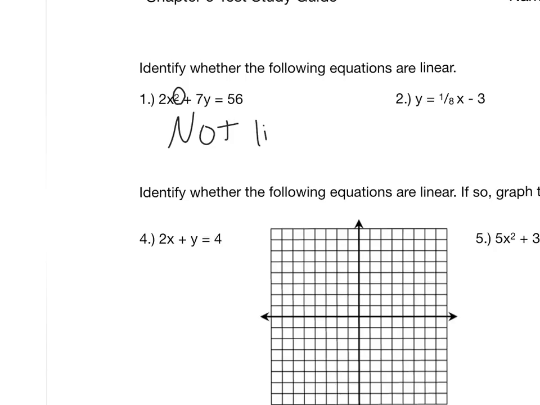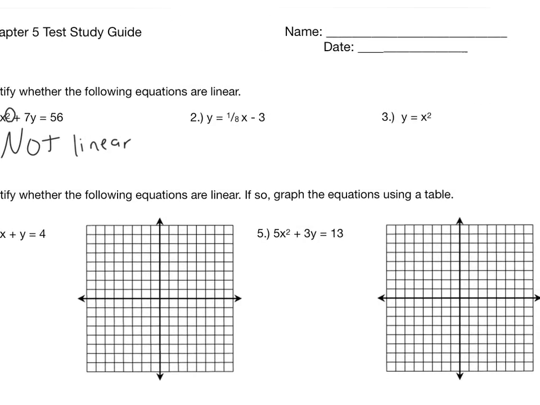And it's because of the exponent there. So number 2 is linear, no exponents. This equation is actually written in a special kind of form that we're going to talk about next week, slope-intercept form. So this is linear, no exponents. Yes, it is. With these type of questions, you don't need to do much more. All you're doing is identifying whether it's linear or not.